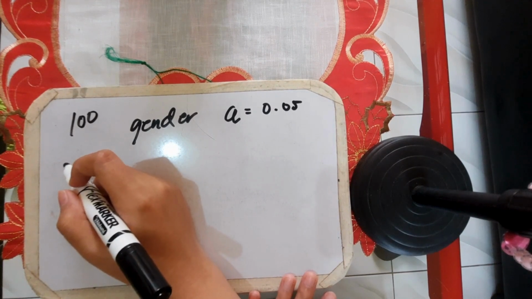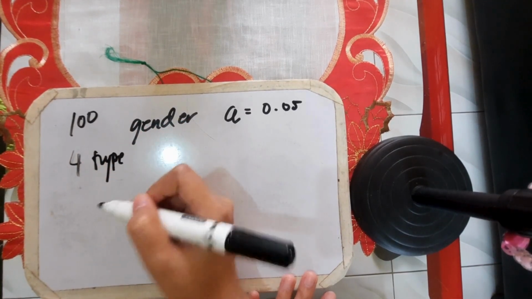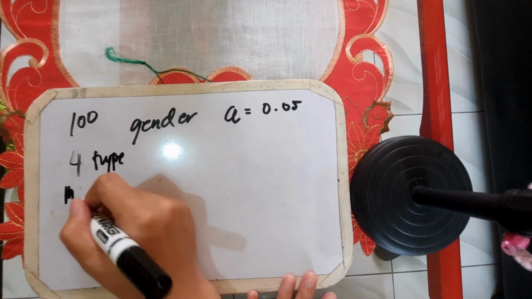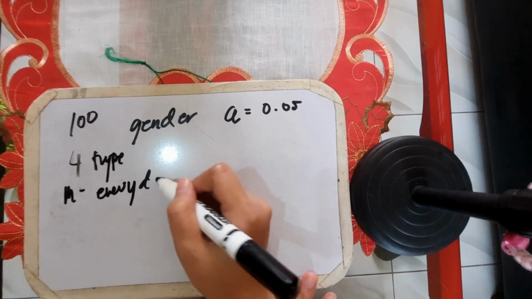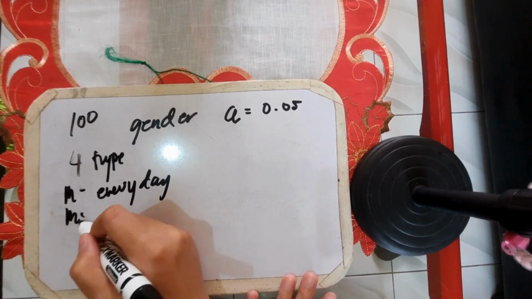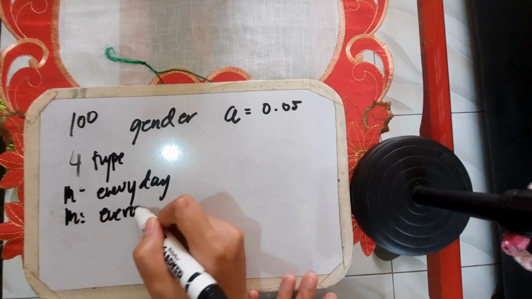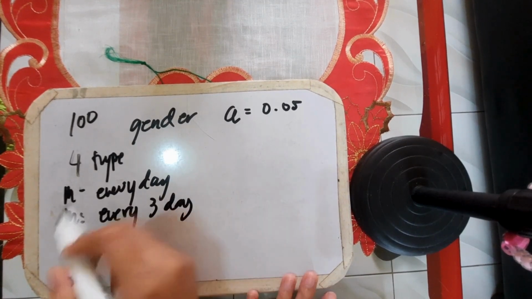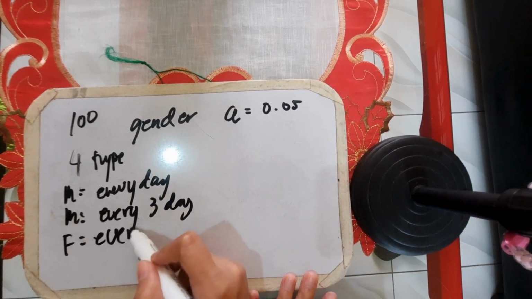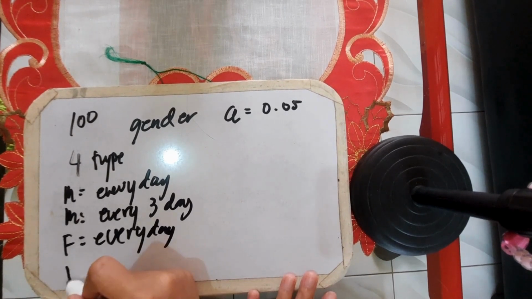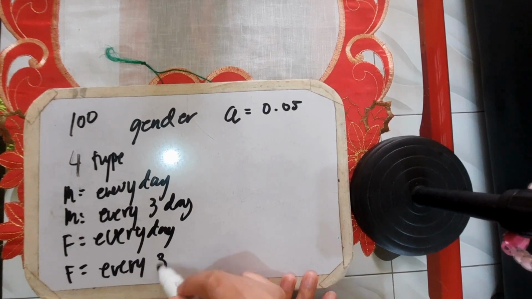An individual will fall into 4 types of category. Male, who washes their hair every day. Male, who washes their hair every 3 days. Female, who washes their hair every day. And female, who washes their hair every 3 days.